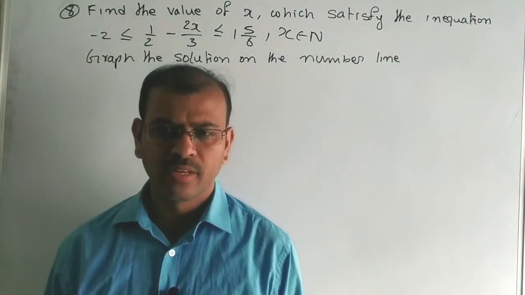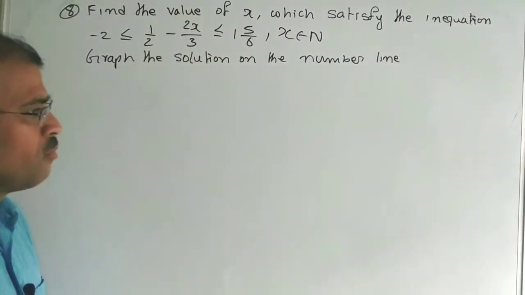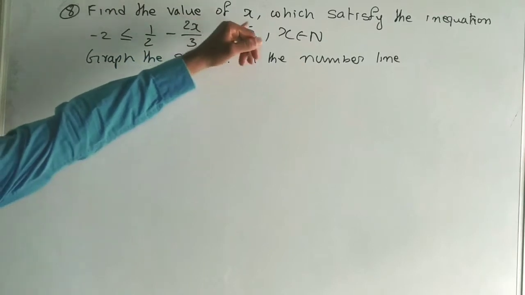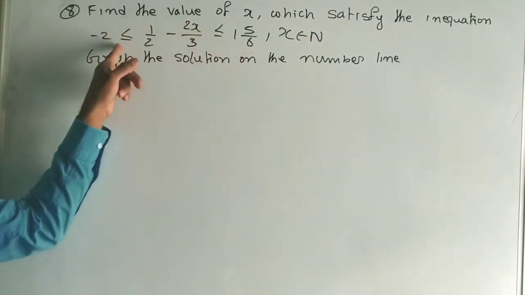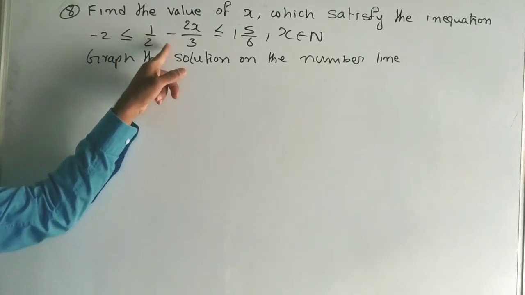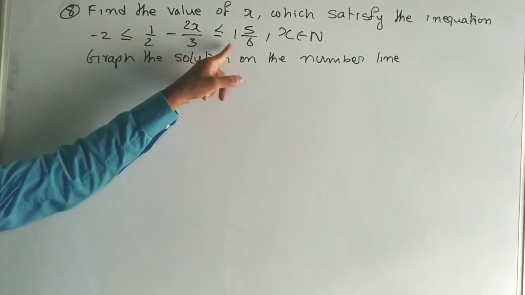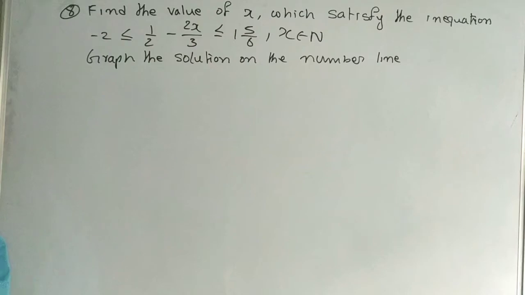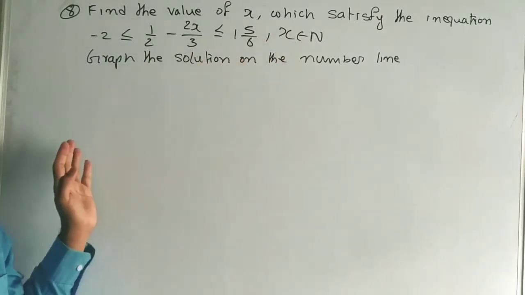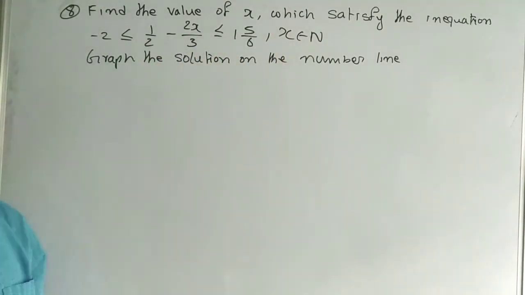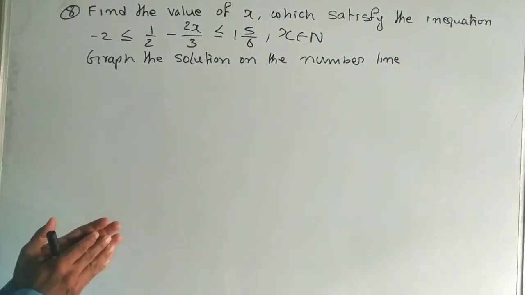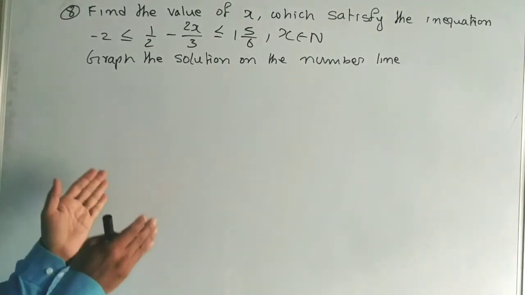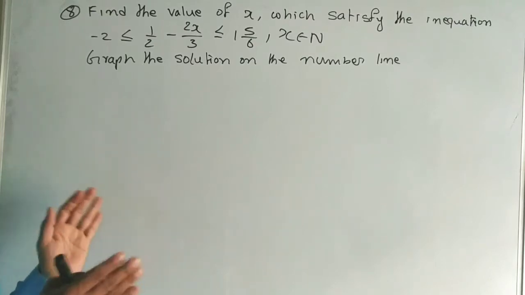Hello students, today I am going to explain one more question. Find the value of x which satisfies the given inequation -2 ≤ 1/2 - 2x/3 ≤ 1 5/6, where x belongs to natural numbers. Find the solution set on the number line. So we'll solve this inequation. After that, I will show you how to plot it on different number lines.